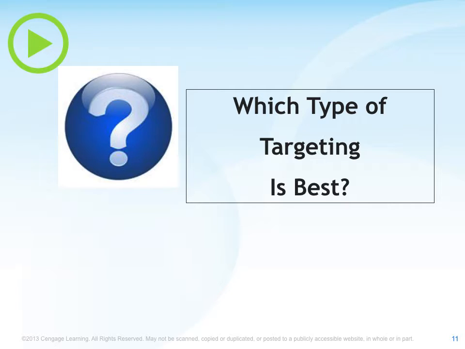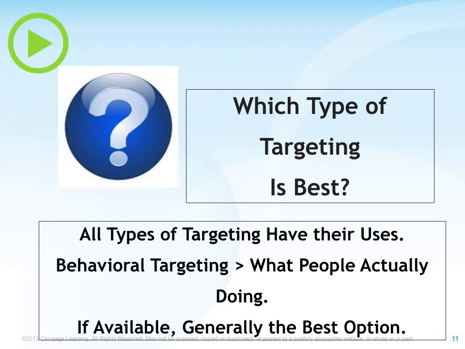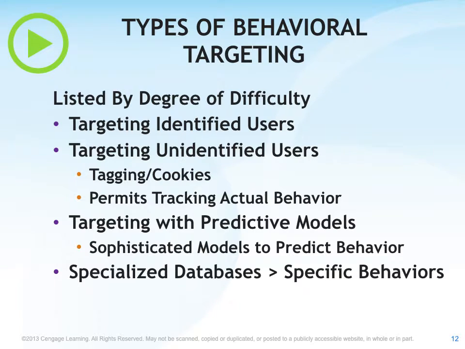So which type of targeting is best? We should know the answer to that, should be implicit. All types of targeting have their uses. Behavioral, what people are actually doing, if available, generally the best option. But the answer will again vary across product, service, and industry, and in some cases demographics. Or a combination of all those things.